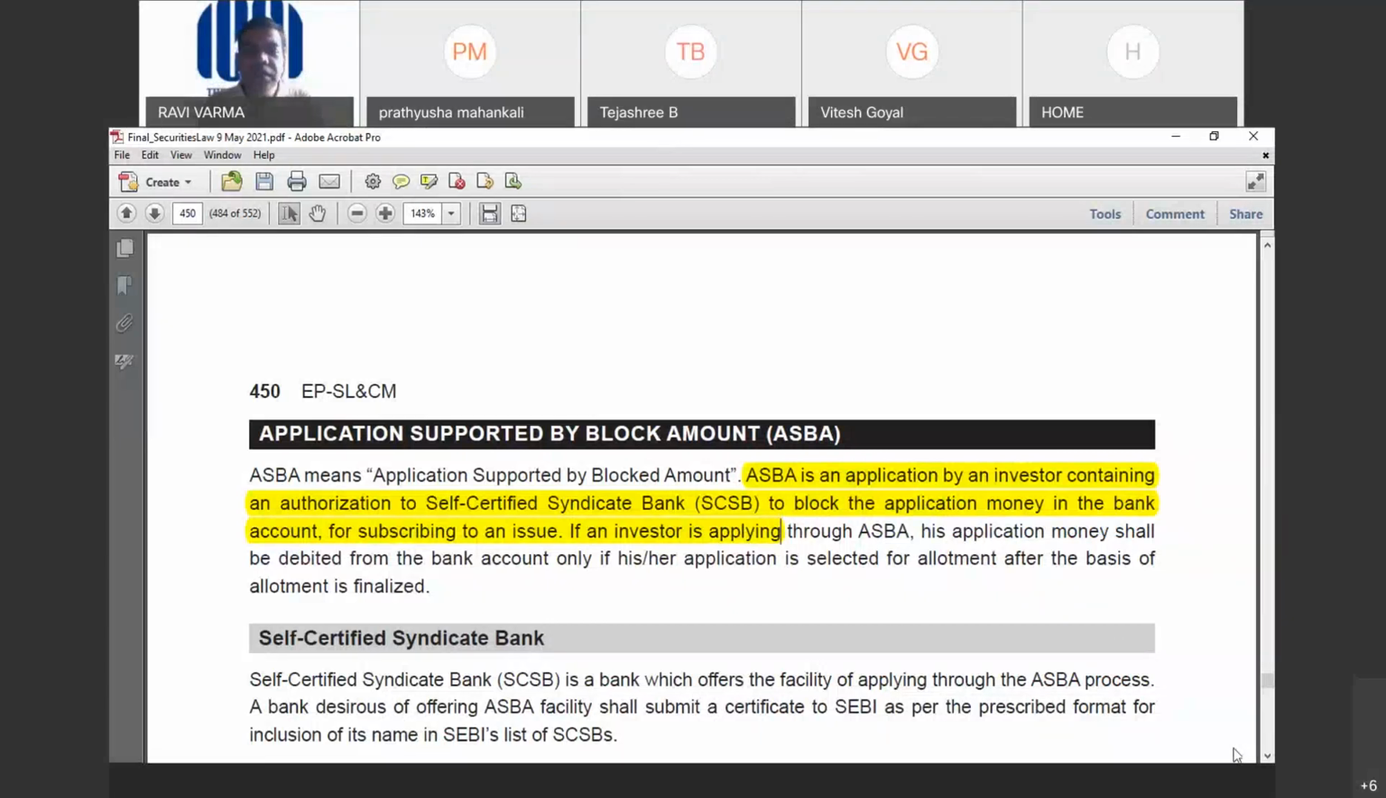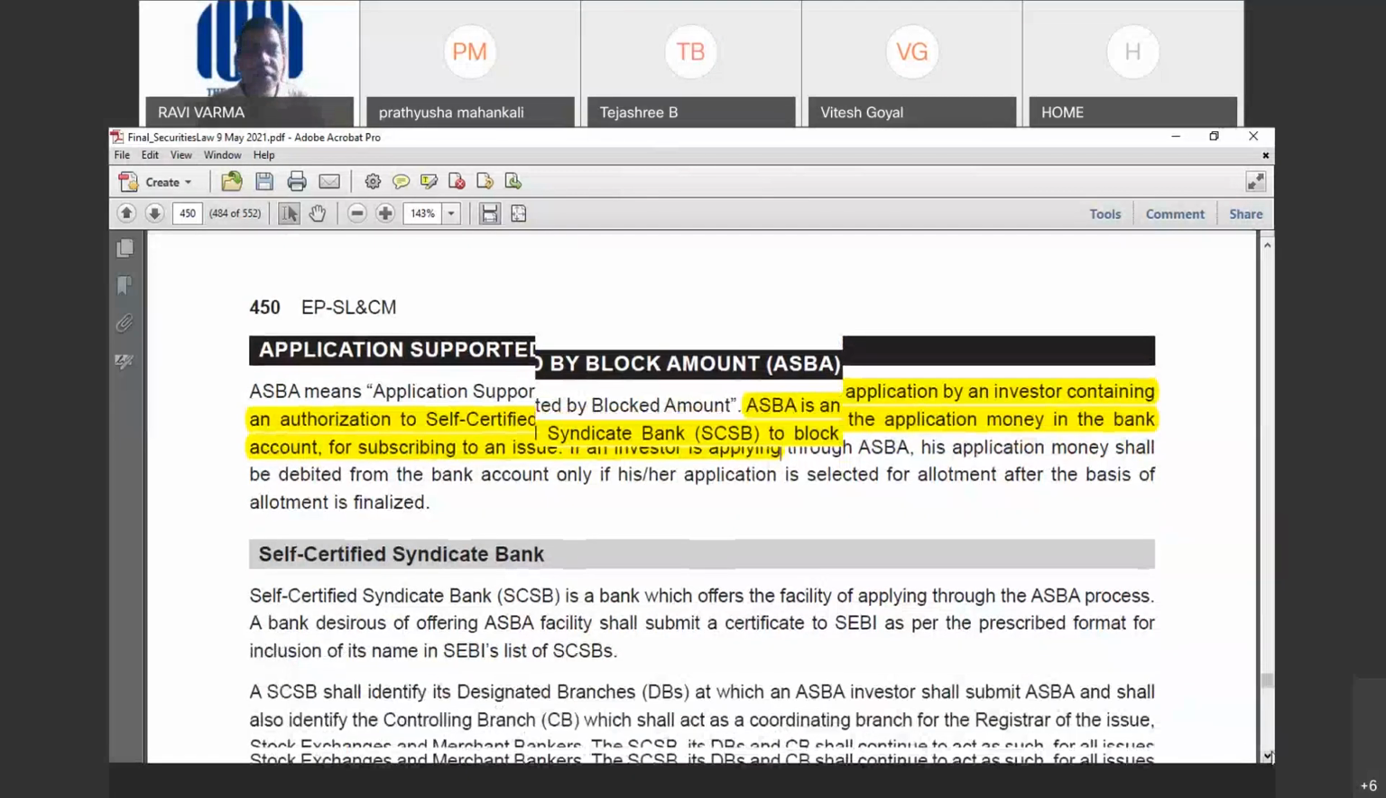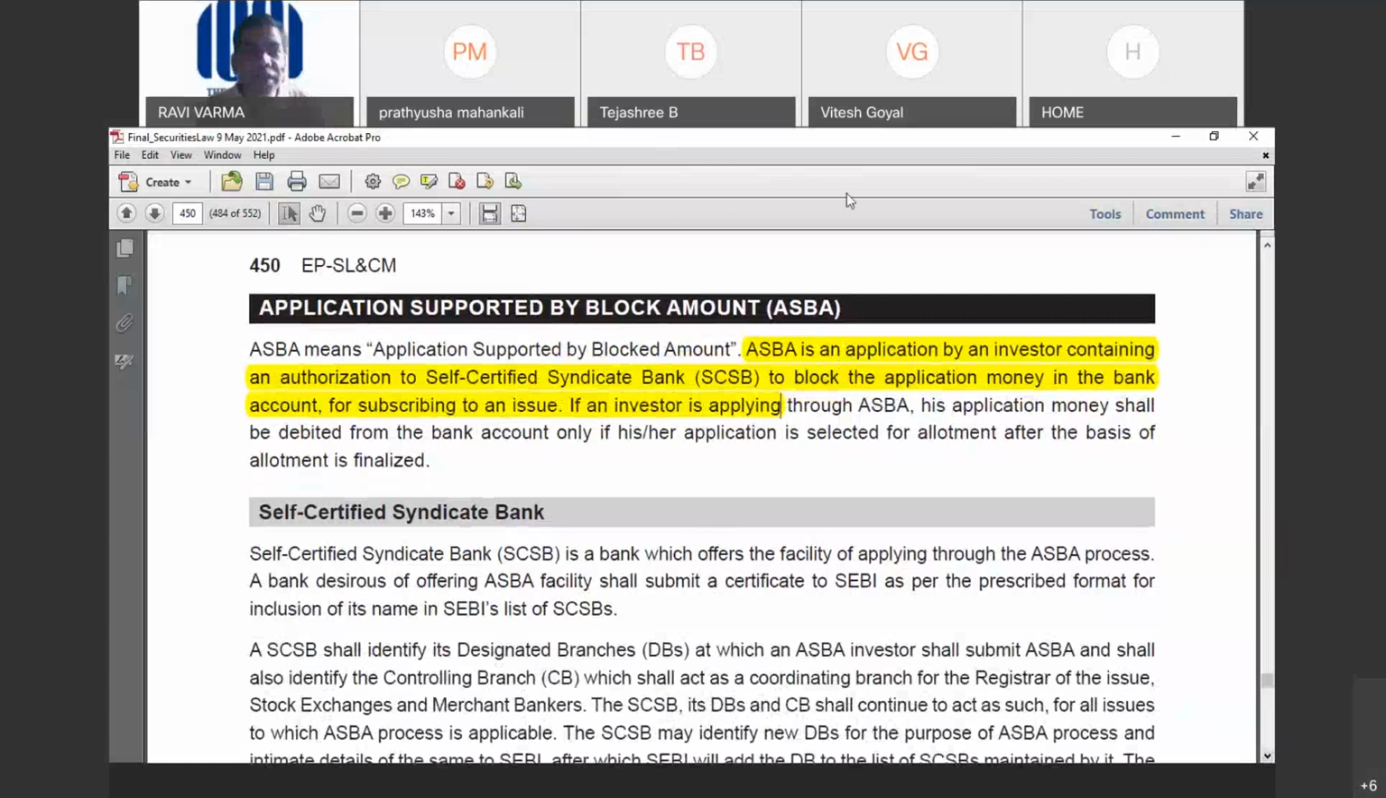Is there any process for Self-Certified Syndicate Bank registration? Yes. Any bank desirous of obtaining this facility needs to apply to SEBI. Otherwise, SEBI will not give all the banks the tag of Self-Certified Syndicate. So this is the process, and this is why ASBA is used widely.